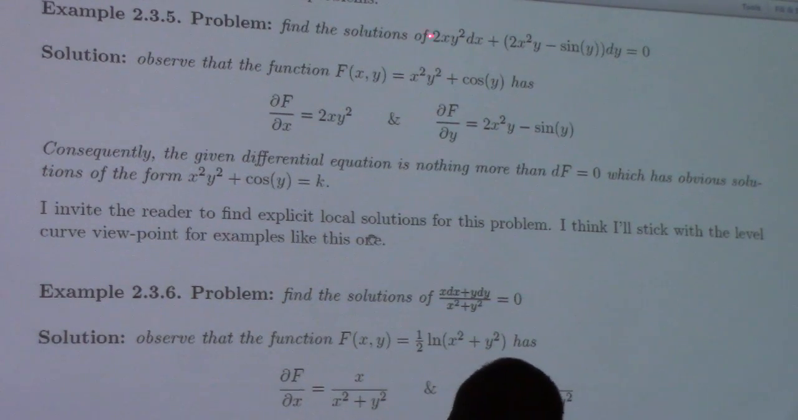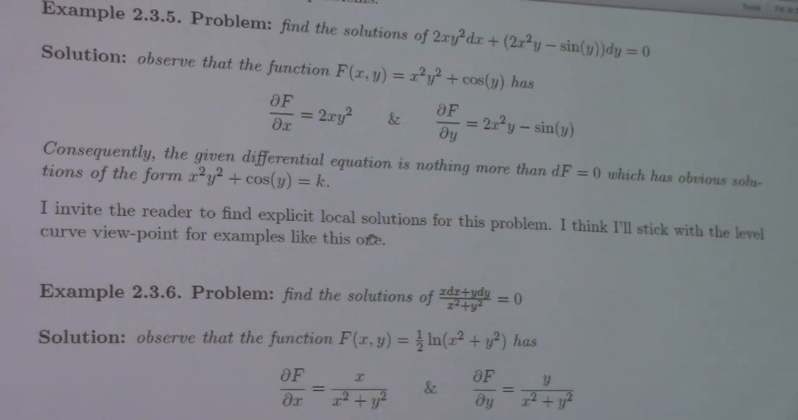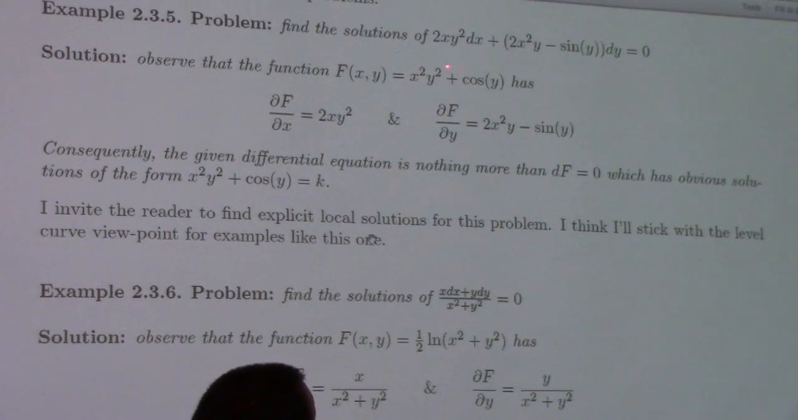We're supposed to find the solutions of 2xy squared dx plus (2x squared y minus sine of y) dy, right? So the idea, if it's exact, we're looking to find some f, where the differential of f is exactly this. So what that means is I need this to be partial f, partial x, and I need that to be partial f, partial y. So I'm trying to solve partial f, partial x equals this, and partial f, partial y equals that.